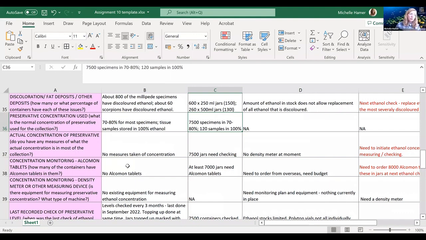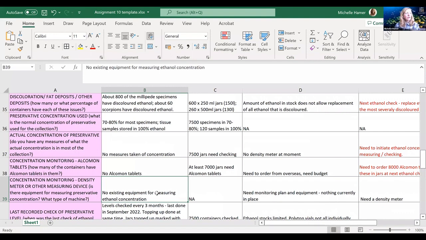So have you used those Alcamons? And if you haven't, about how many would you need to meet that standard? And yeah, if you've got a density meter, a way of measuring concentration, then how often do you monitor? Do you record the results? When last did you do that?